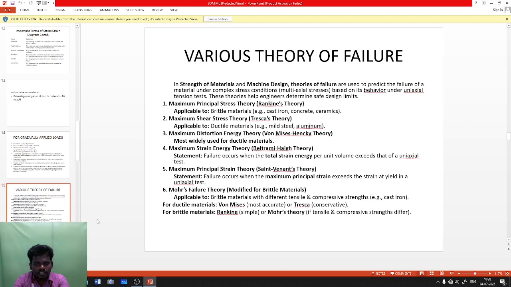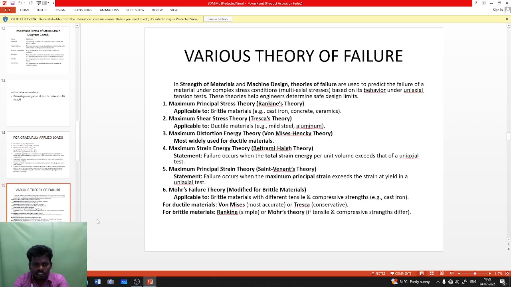Maximum principal stress theory, also known as Rankine's theory, is applicable to brittle materials, for example cast iron, concrete, ceramics. Maximum shear stress theory, also known as Tresca's theory, is applicable to ductile materials, for example mild steel, aluminum. Maximum distortion energy theory, also known as von Mises-Hencky theory, is the most widely used for ductile materials.